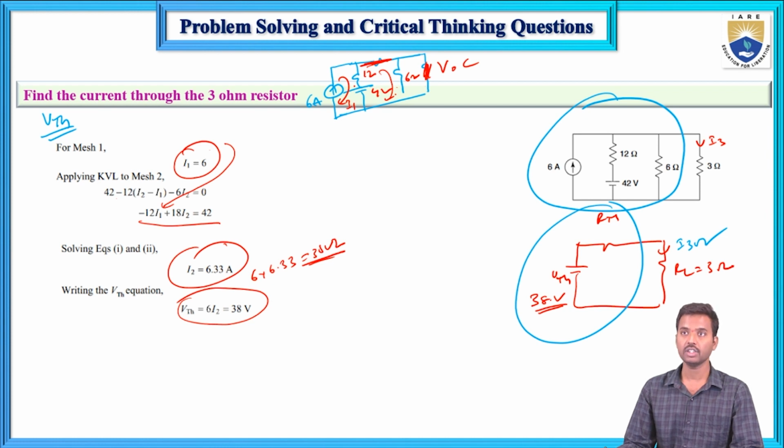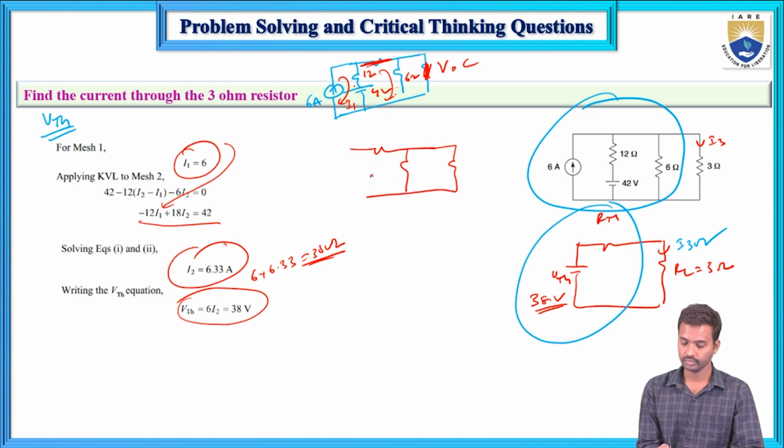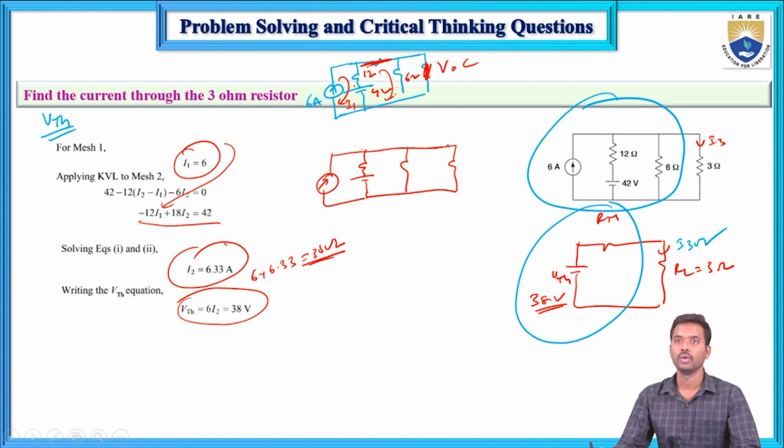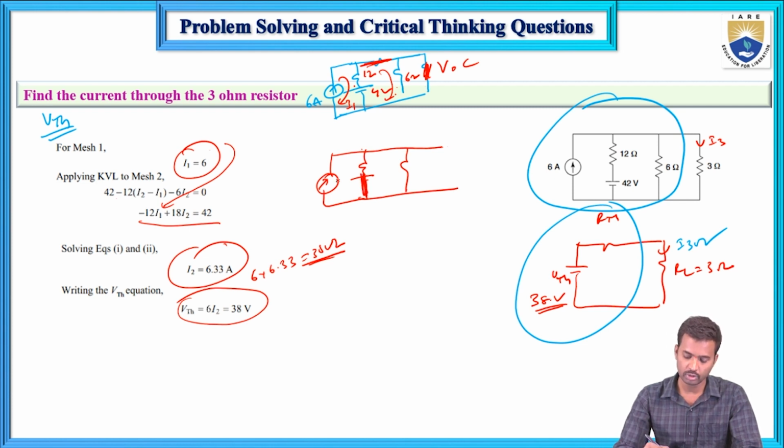Next, RTH can be calculated. For the RTH calculation, remove the load resistance from the given circuit. I am drawing the circuit here. There is no resistance here. Remove this, and the voltage source is replaced by a short circuit, and this current source is replaced by an open circuit.